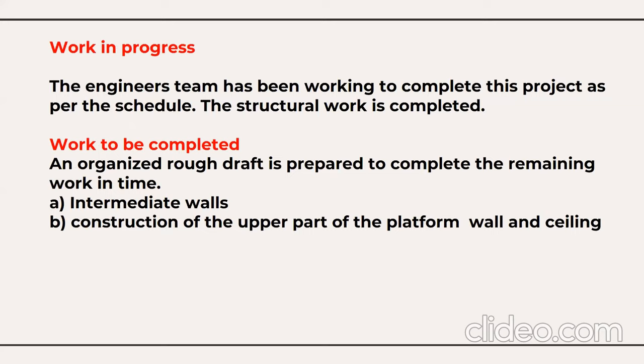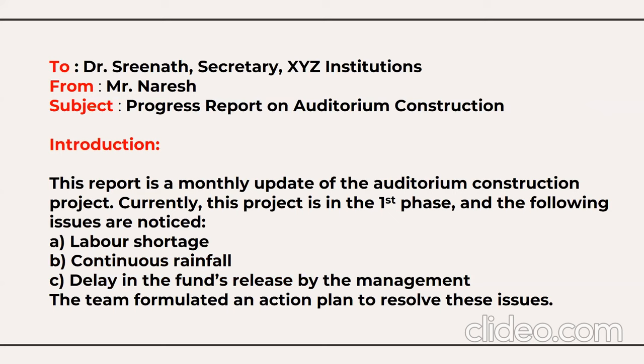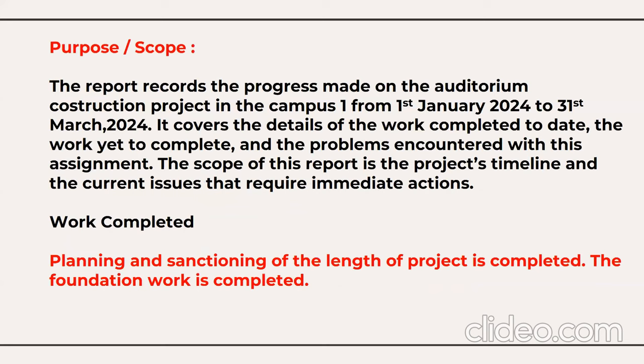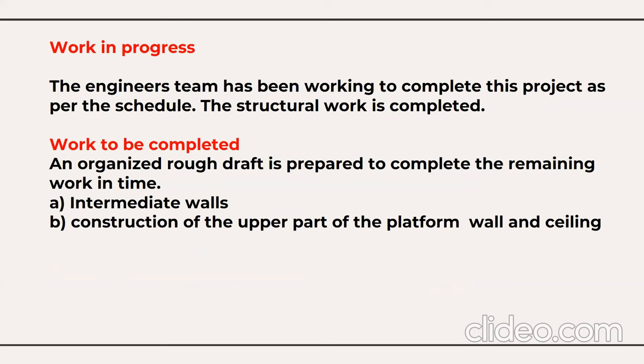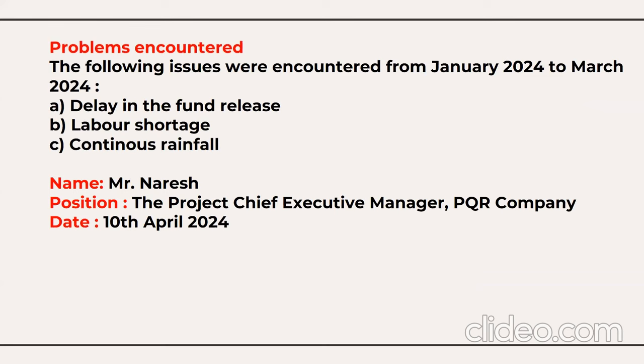So which are the key points you should remember? It's a 5 marks question. First is, to whom you're writing, from whom it's written, what's the subject, introduction about this project. Then purpose, or the scope, what is the purpose? Is your work completed? How much work you have done? Work in progress, which work is going on? Work to be completed, which works are still yet to be done? You can write in points also. Problems encountered, which is already given in the question paper. Name, who has written? Mr. Naresh. What's the position? The principal, XYZ institution. Date of this report. So these points are very important for the status report.